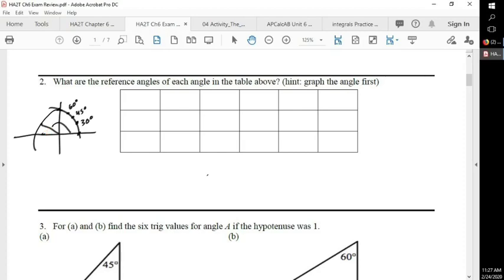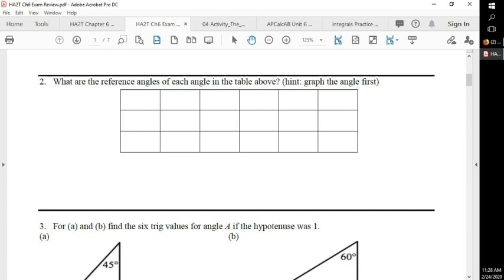You could also look at the angles as radians. So as radians, this would be pi over 6. This one would be pi over 4. And this one would be pi over 3. Now, the reference angles for radians are actually a lot easier because whatever the denominator is for that angle pretty much matches the reference angle.